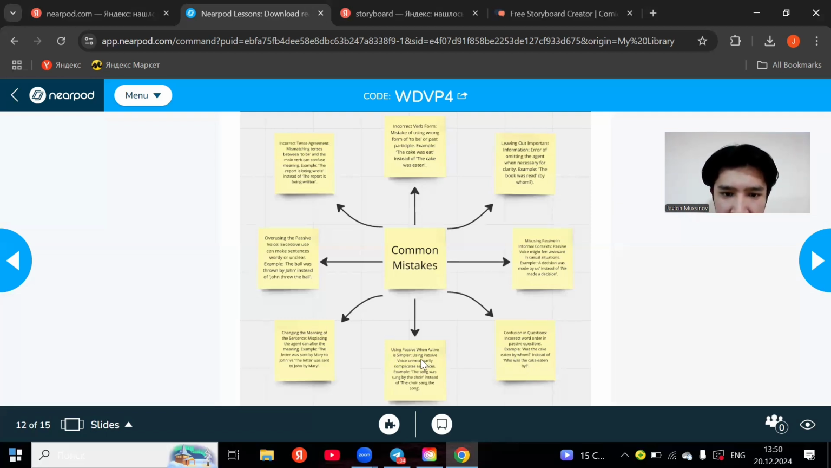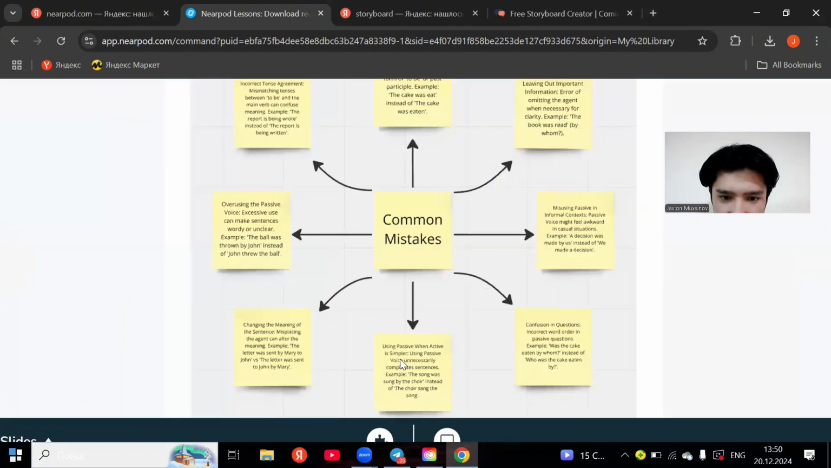Using passive when active is simpler. Using passive voice unnecessarily complicates sentences. Example: the song was sung by the choir instead of the choir sang the song. Changing the meaning of the sentence: misplacing the agent can alter the meaning. Example: the letter was sent by Mary to John.